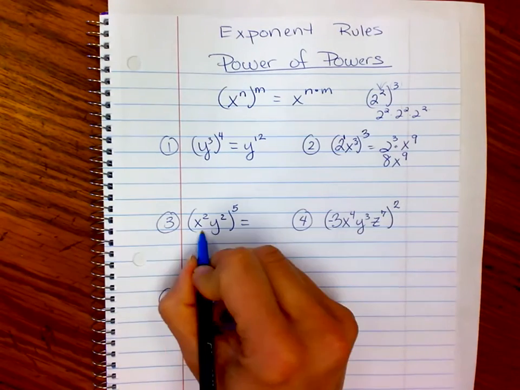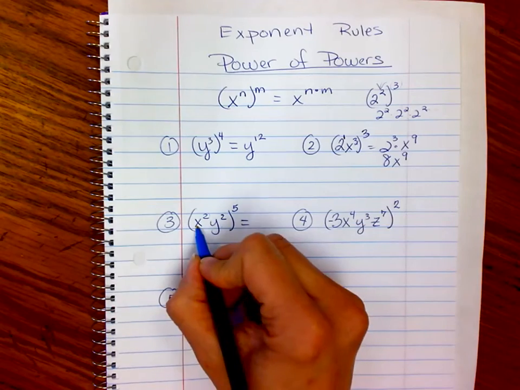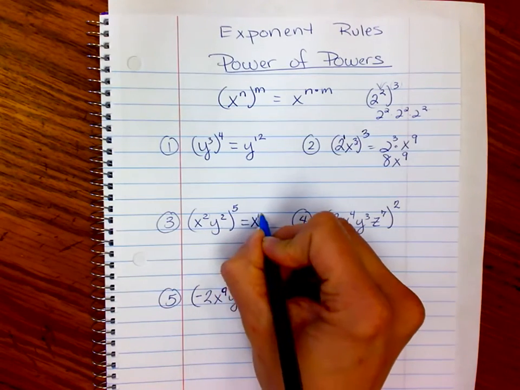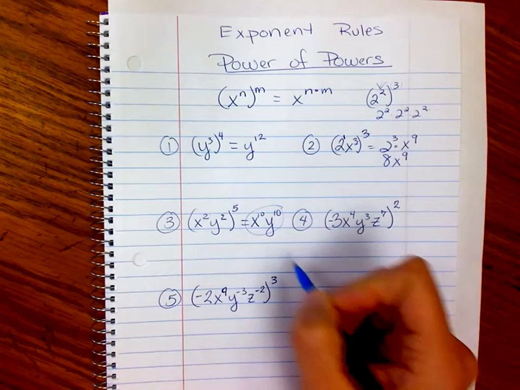Okay, and this one, it's okay if there's 2 different variables. We just multiply exponents. So x squared to the 5th is x to the 10th. Y squared to the 5th is y to the 10th. And we just leave it like that.